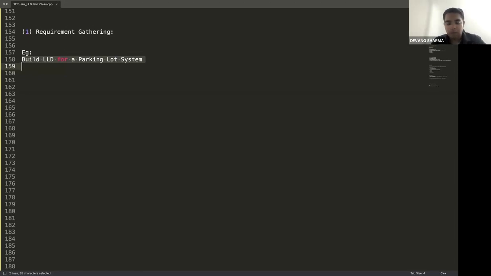Let's understand one by one. If somebody gives this problem statement, low level design for a parking lot system, there are many things which are unknown in this. So I need to ask good clarifying questions. That is what you call requirement gathering. What can that be?